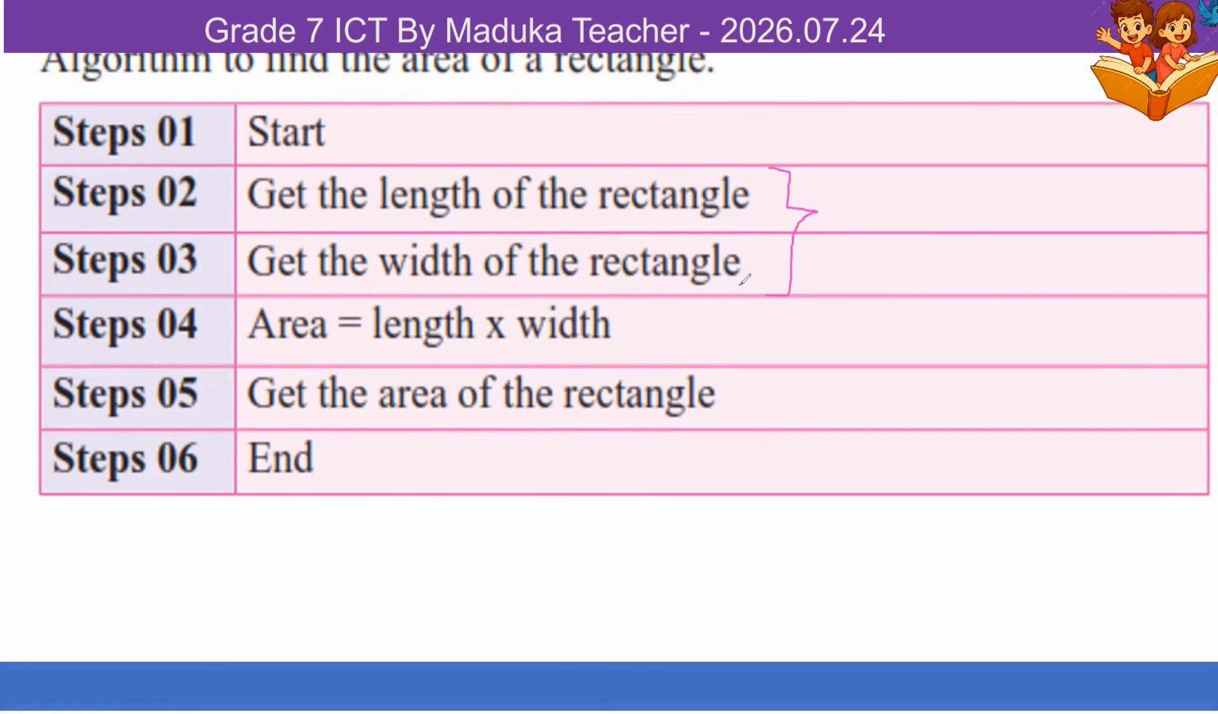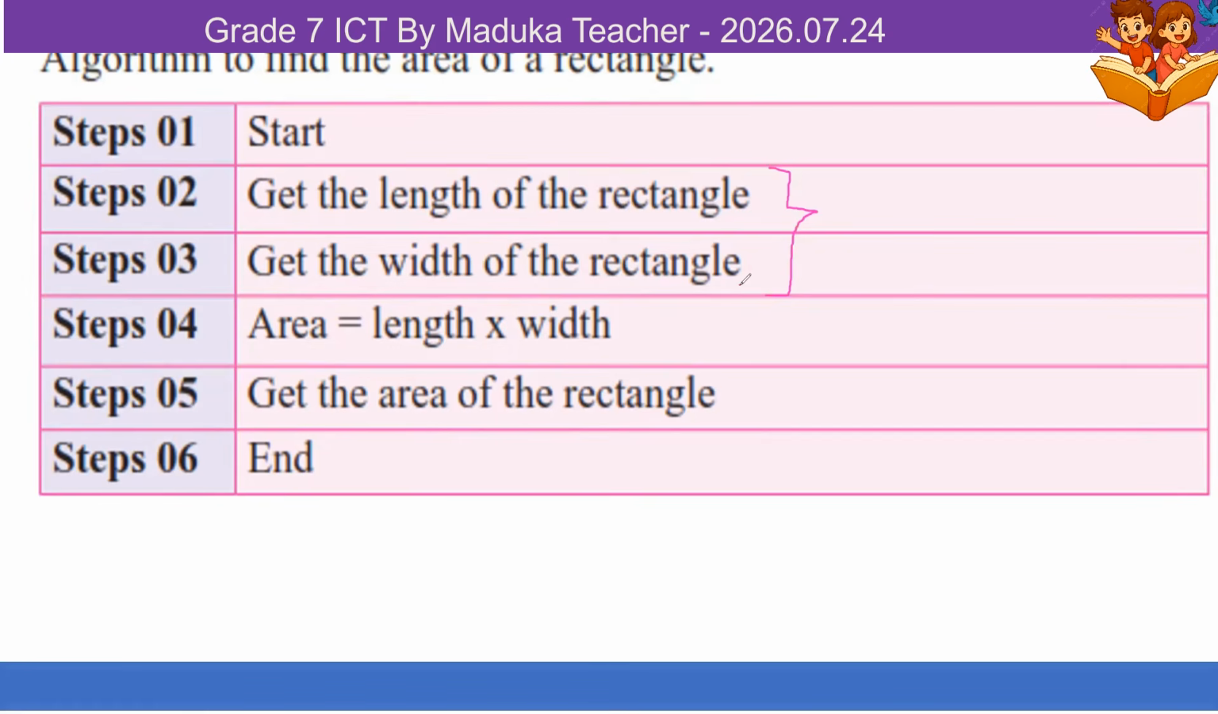Step number 4 is finding the area. Area equals length multiplied by width. How do we find the area of the rectangle? Yes, you know, we have to multiply length by width.